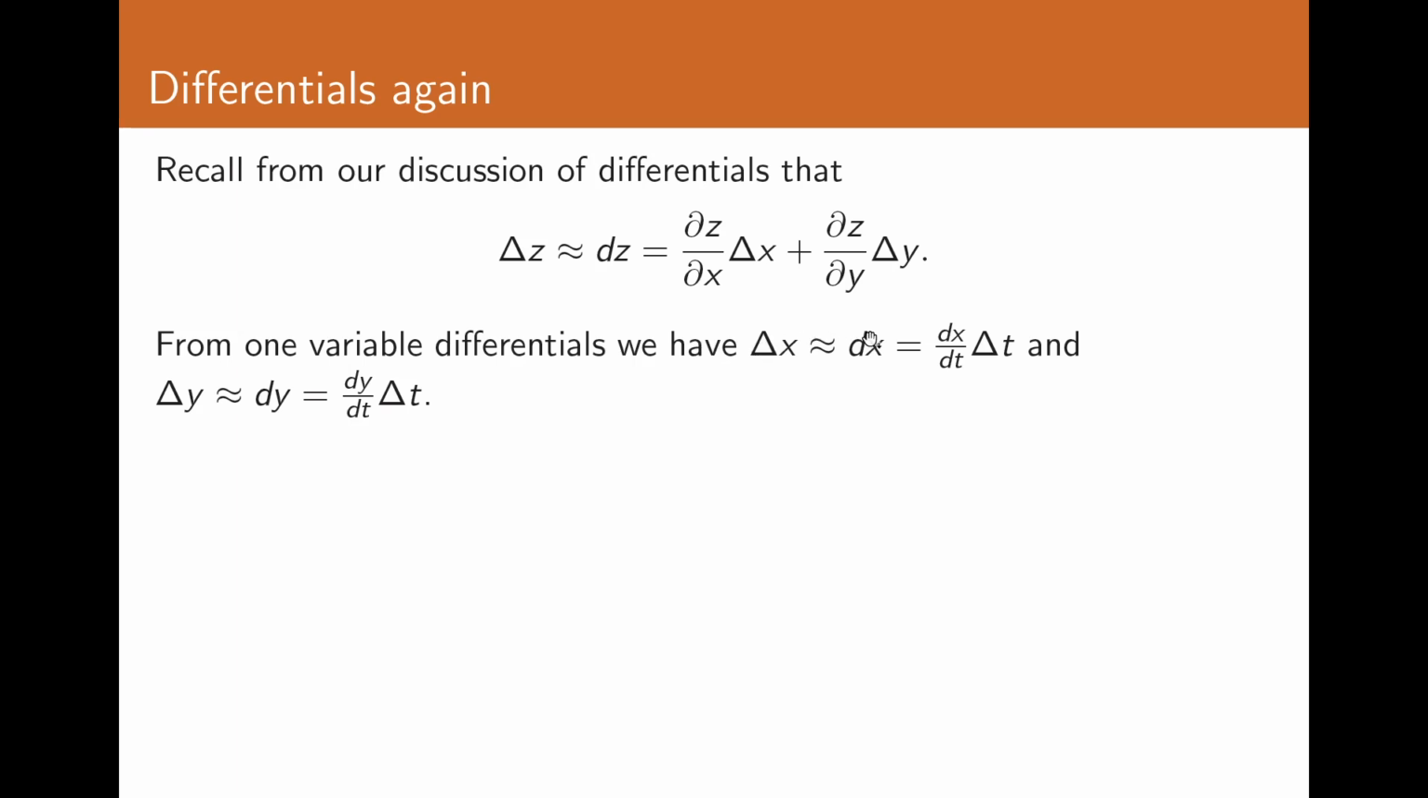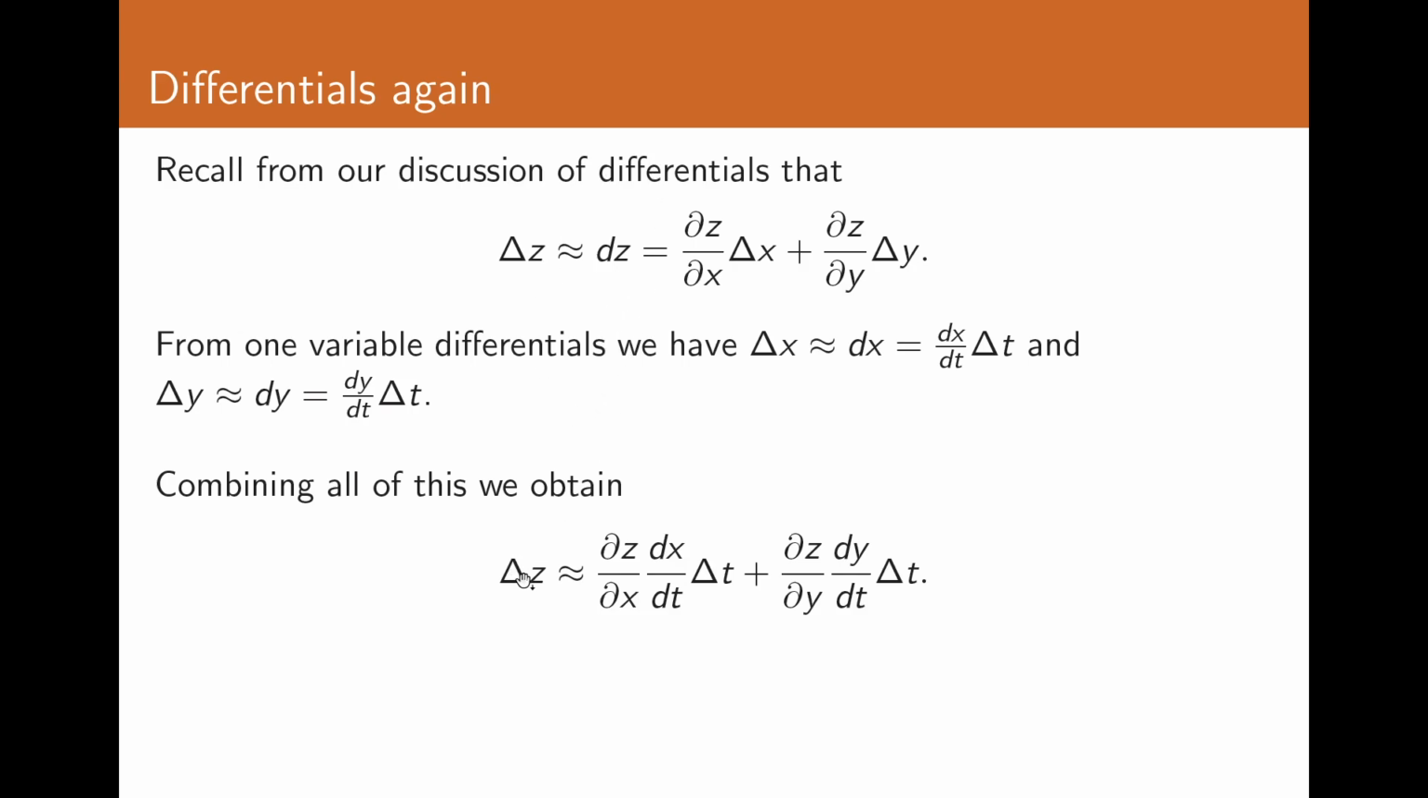We're going to use this because if we look at differentials in one variable, we have delta x is approximately dx, and that was dx dt delta t, and delta y was approximately dy, which was dy dt delta t. So we can go ahead and replace that delta x and the delta y in the above equation for delta z, so that we get the t involved now. So if we put these in, notice that now for delta z, we have the partial of z with respect to x here, but now I replace this delta x with dx dt delta t to get this here. And similarly, we replace the delta y with dy dt delta t to get this part here.